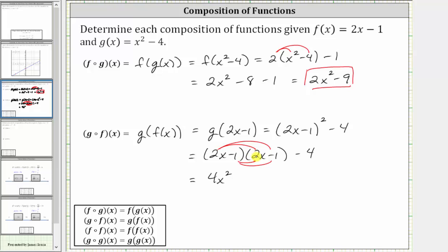Negative 2x plus negative 2x is negative 4x, giving us minus 4x. And then negative 1 times negative 1 is positive 1, giving us plus 1. And then we have minus 4. Combining like terms, we have 4x squared minus 4x, and 1 minus 4 is negative 3, giving us minus 3. g of f of x is equal to 4x squared minus 4x minus 3.